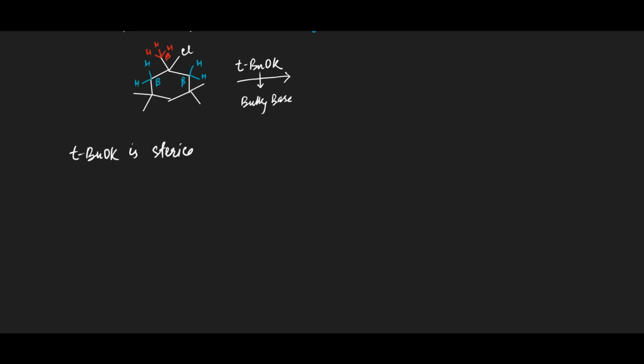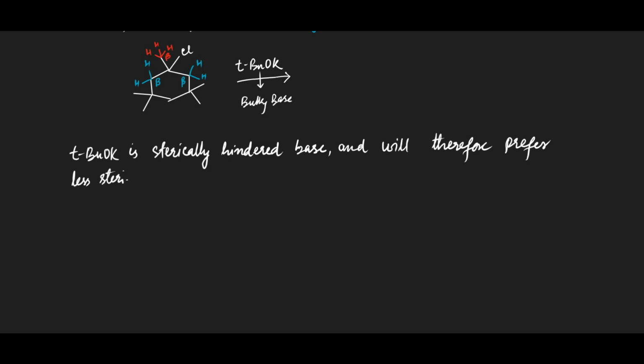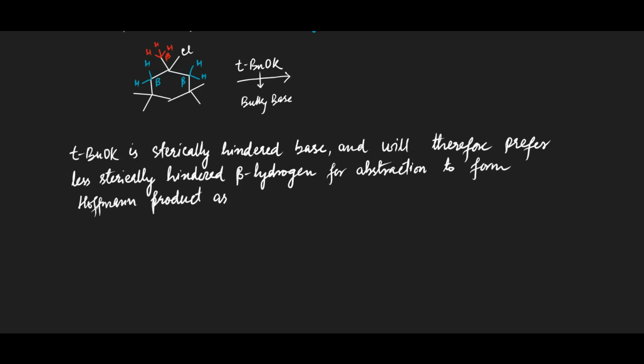Consider this alkyl halide treated with potassium tertiary butoxide base. This is a bulky base. Substrate has three beta positions. The two beta positions inside the cyclic ring are similar. Tertiary butoxide is a sterically hindered base, and will therefore prefer less sterically hindered beta hydrogen for abstraction to form Hofmann product as major product.